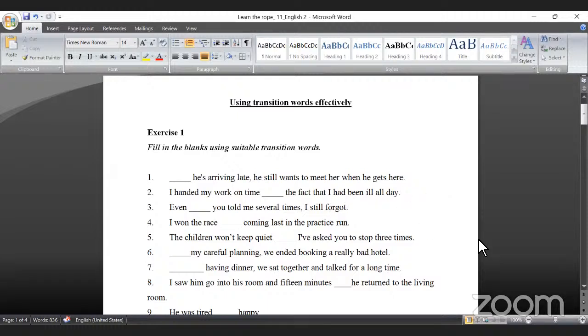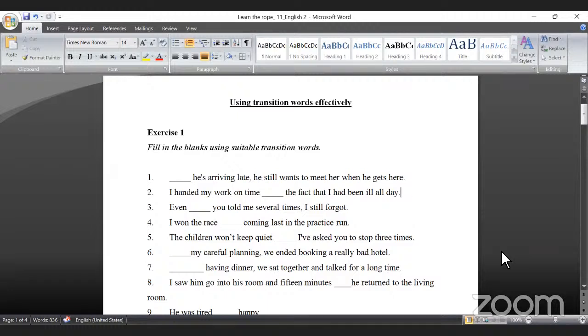Okay, second one. "I handed my work on time, dash the fact that I had been ill all day." You have the expression "the fact that." In spite of the fact, or despite. See, this is exactly what I was saying. It's not "despite of." I just mentioned you can't say "despite of." It's only "in spite of." Despite comes on its own: despite the fact that, not despite of the fact that. Either you say "despite the fact that," or you say "in spite of the fact that." Ma'am, whenever "the fact that" comes, we can use only in spite of or despite. Yes, that's right.